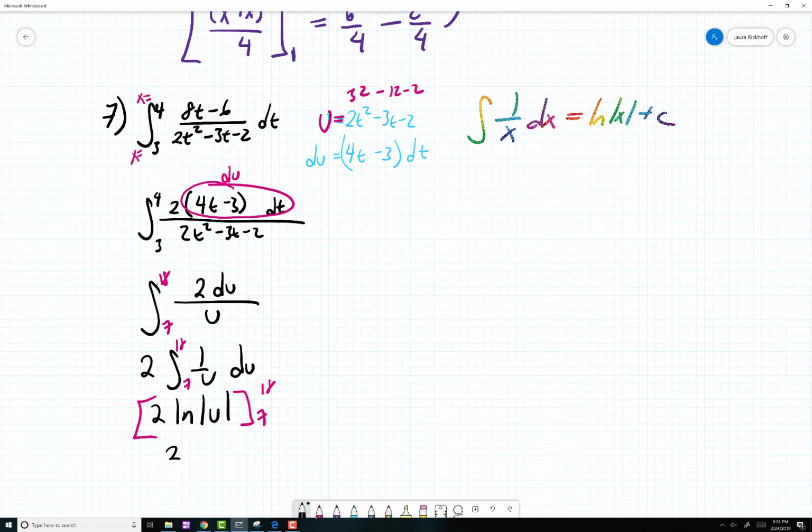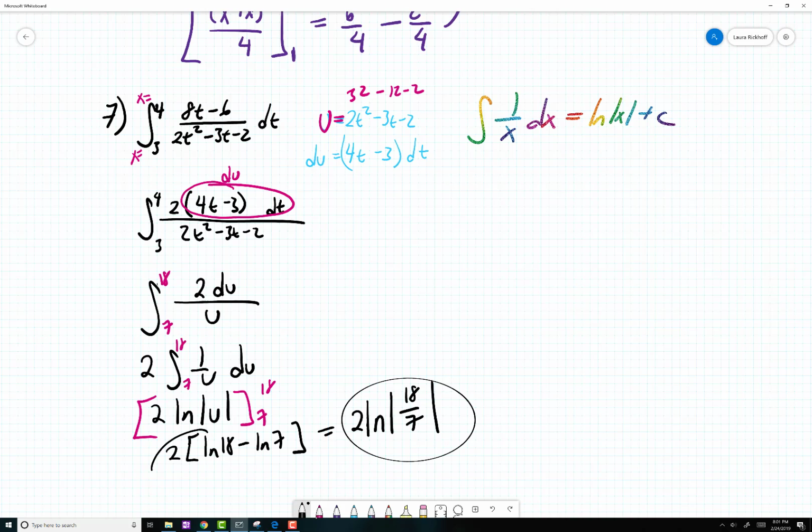So you'll have 2 times the ln of 18 minus the ln of 7. And that's fine. The back of the book might decide to use the properties of logs to make that 2 times the ln of 18 divided by 7. That's kind of cute. But either way works for me.